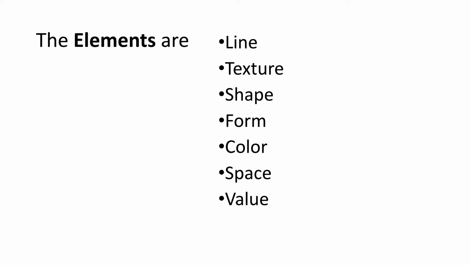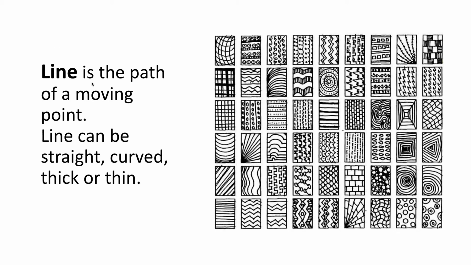So these are the elements: line, texture, shape, form, color, space, and value. We're going to look at examples of those, and then we're going to see how they work together with the principles. So line is the path of a moving point. It starts somewhere and then it ends up somewhere else. It can be straight, it can be curved, it can be thick or thin.